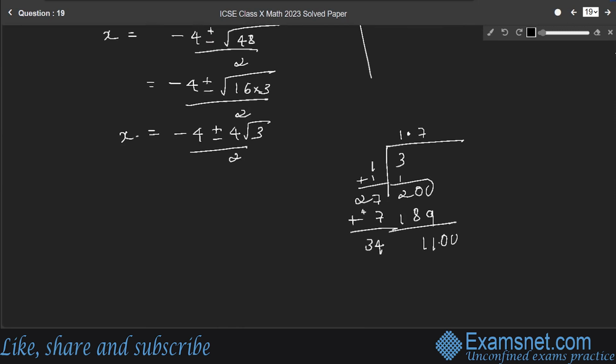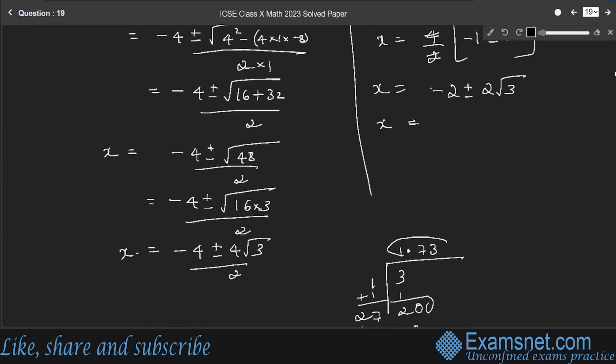So take 2 zeros here. So 343 into 3, you will get 1029, right? So, am I right? Yes, 1029 and some remainder you will get. So, 71, you will get 71 as a remainder. Therefore, root of 3 is 1.73.